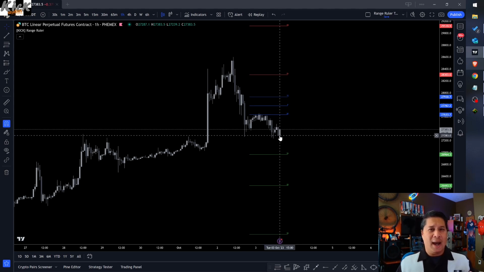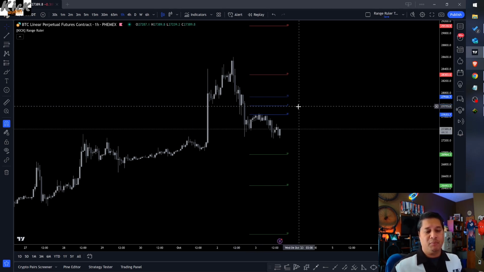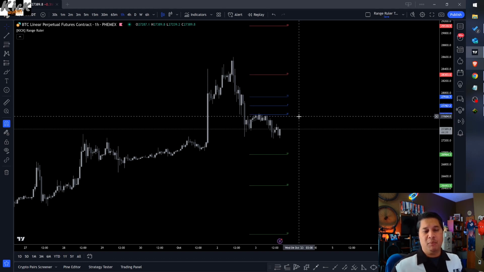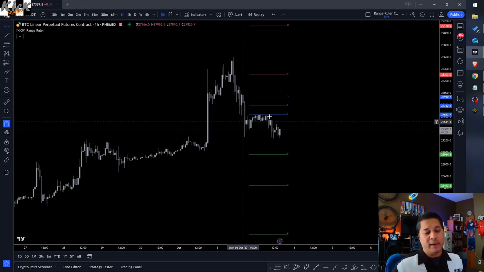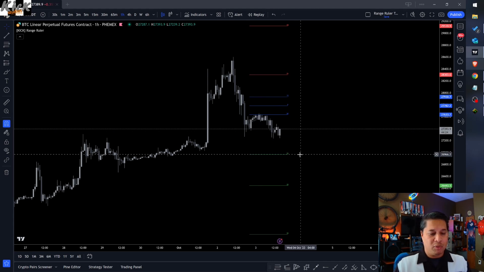And this is why I think the CPR is such a more powerful indicator than just using pivot points alone, because notice we never touched the central pivot. We only touched the bottom channel in this case. And now it appears that we're heading down towards S1. Only time will tell if that happens or not.